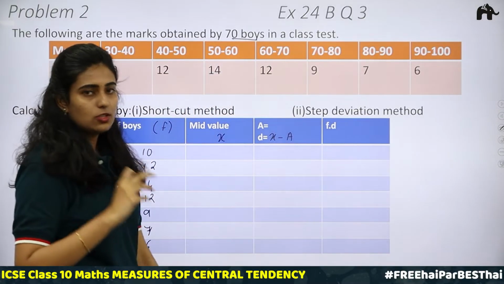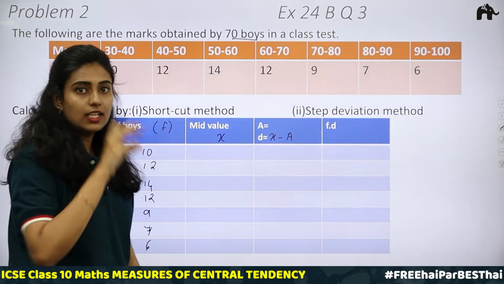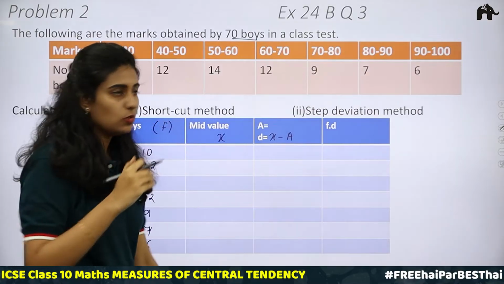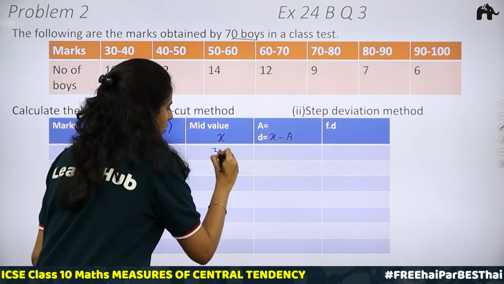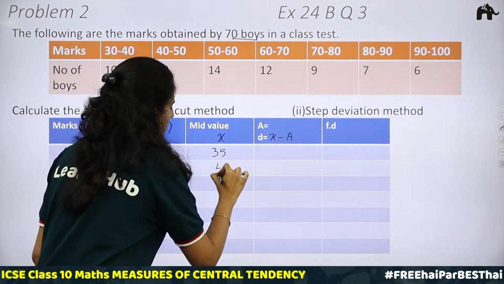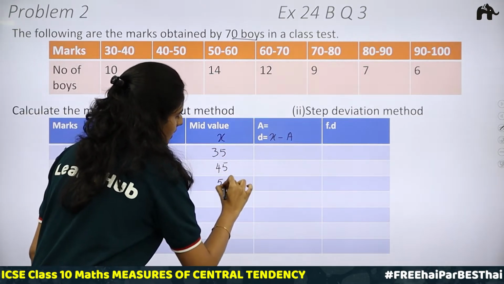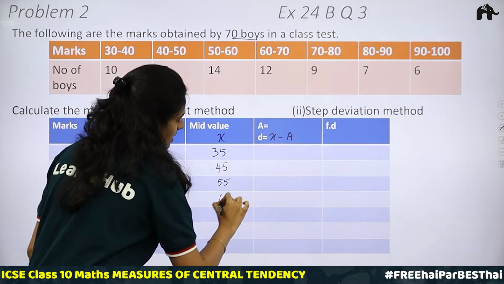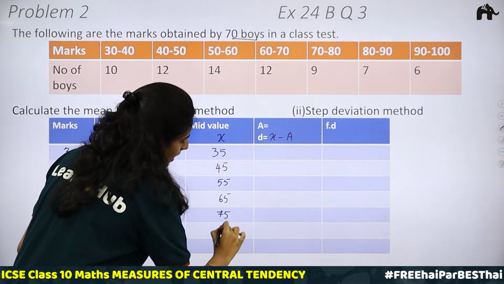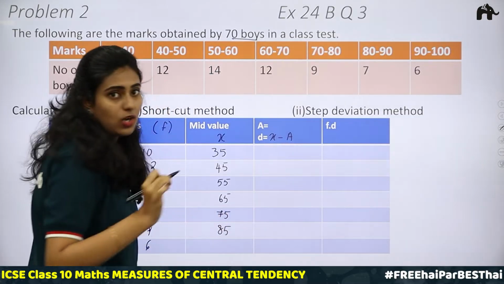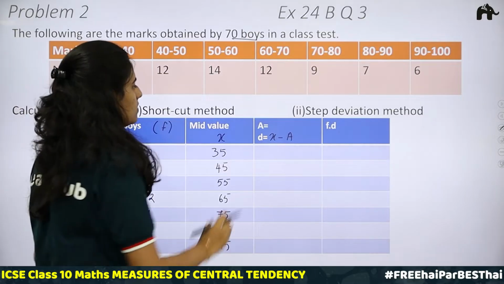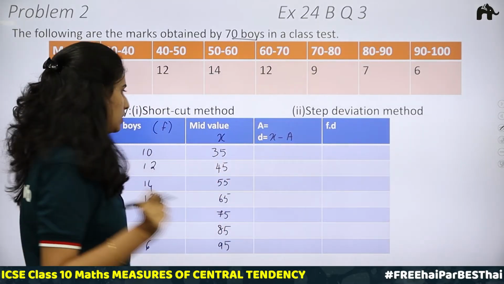Next we have to find the mid value in each case. For 30 to 40, how to get the mid value? 30 plus 40 divided by 2. You will get 70 by 2, and that is 35. For 40 to 50, the mid value will be 45. 50 to 60, 55. 60 to 70, 65. 70 to 80, 75. 80 to 90, 85. 90 to 100, 95.